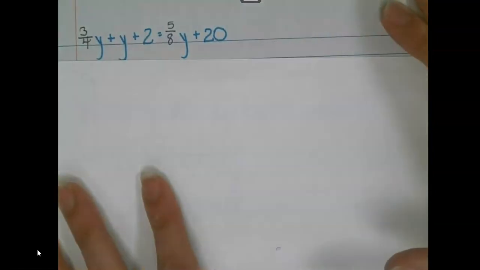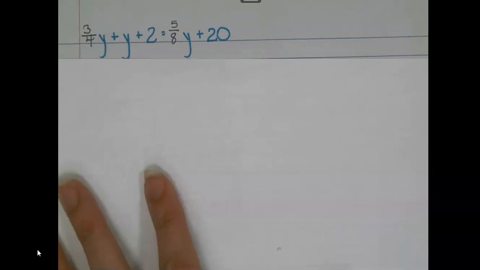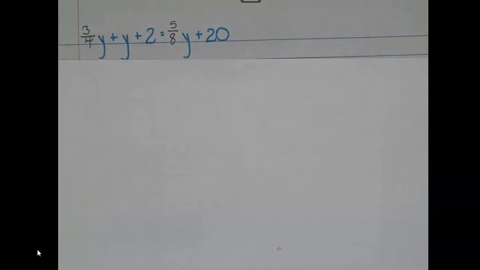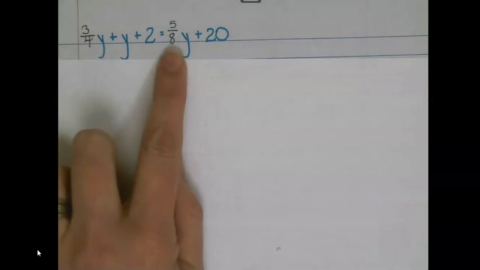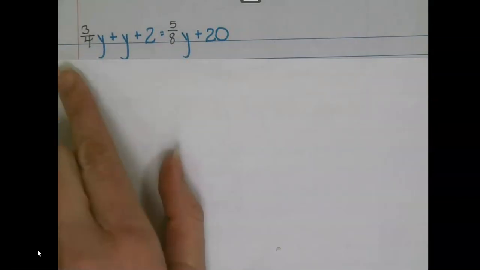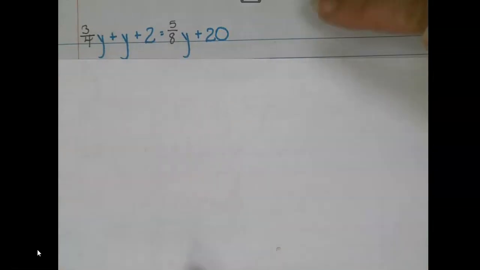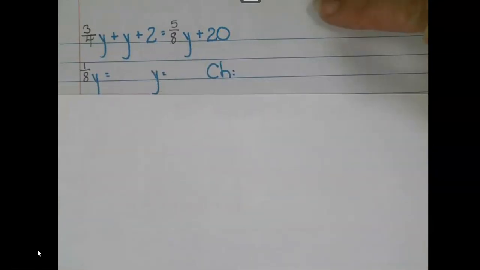Our first problem is 3/4 of y plus 2 equals 5/8 of y plus 20. Since we did not have fraction blocks that were the values of 1/4 and 1/8, we don't have a color representation in mind to represent those fractional values, but we are still going to find our common denominator to start. We have the denominators of 4 and 8, and we will use 8 as our common denominator since both 4 and 8 go into 8. So we will be solving for 1/8 of y, and we will do our check.